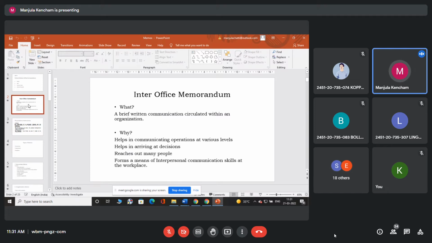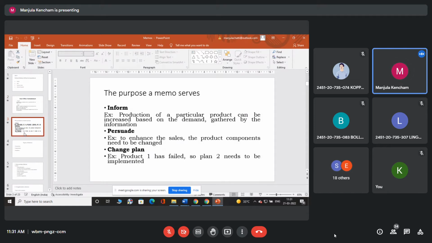So, what is IOM? How does it help? What are the various purposes a memo serves? Inter-office, internal or inter-office correspondence. IOC. Inter means within the office. Any information that is circulated within an organization falls under inter-office correspondence. We write letters to send to the outside world. We send emails within the office as well as to the people outside the office. But memos are definitely written only for circulation within an organization.